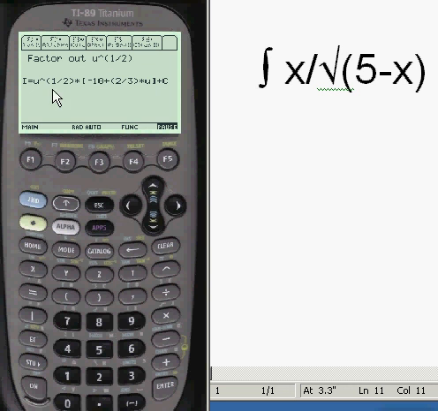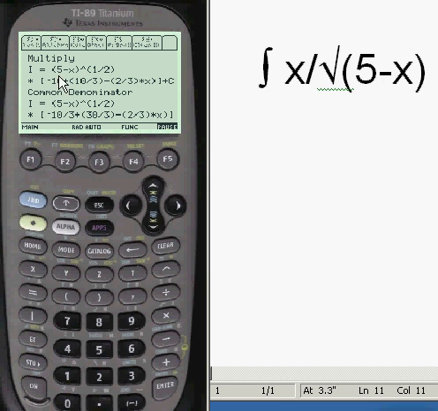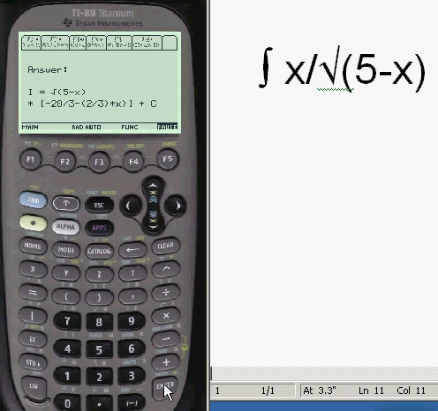Factor out u to the 1/2. Back substitute 5 minus x for u. We multiply this out. Turns out to be this plus c. Common denominator again. And the answer is square root of 5 minus x times the quantity minus 20 over 3 minus 2/3 x, plus c.